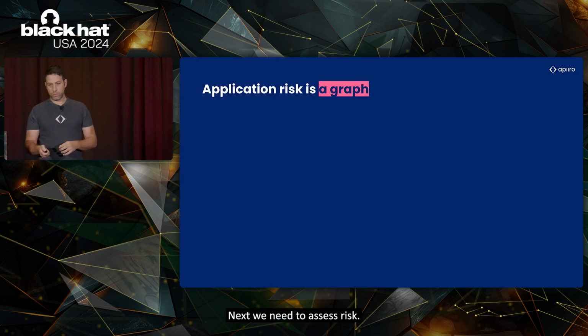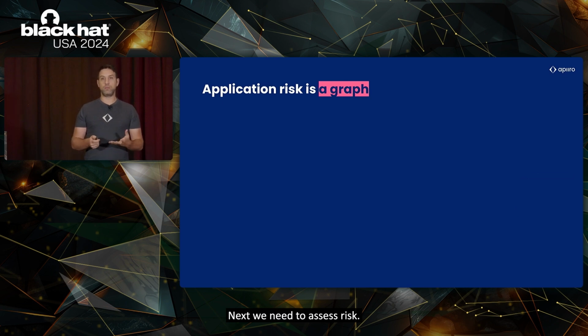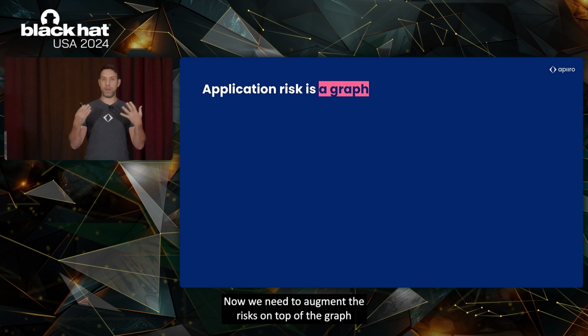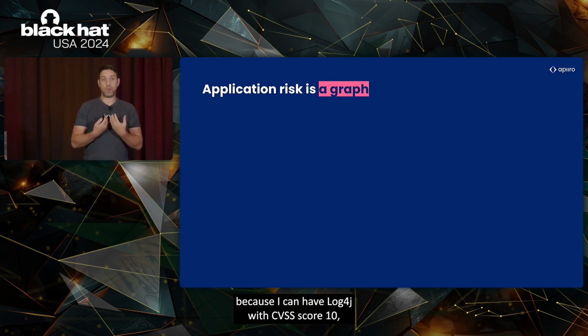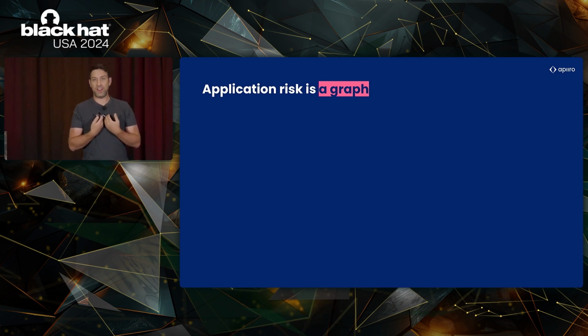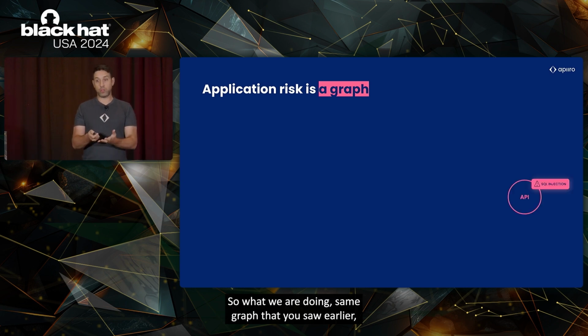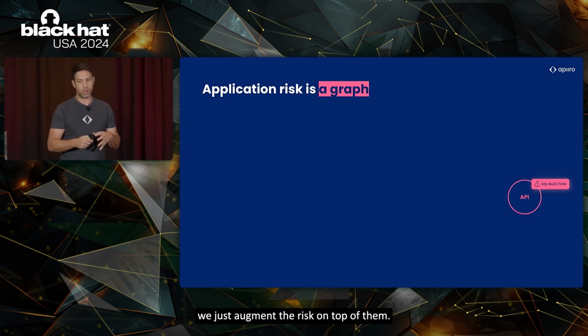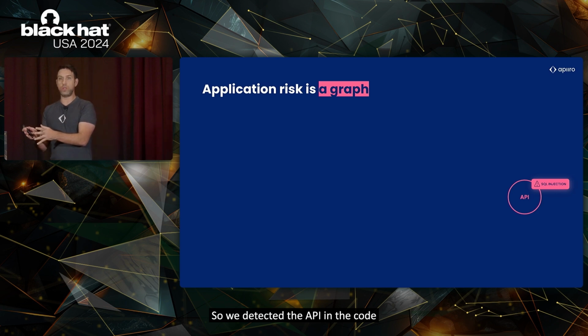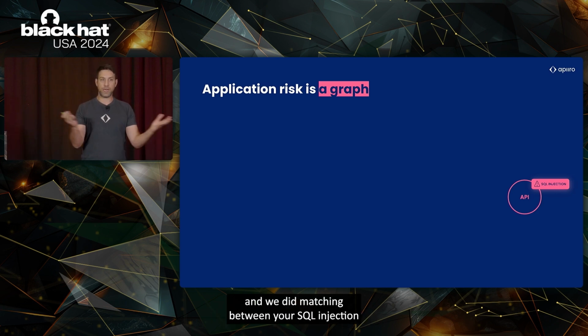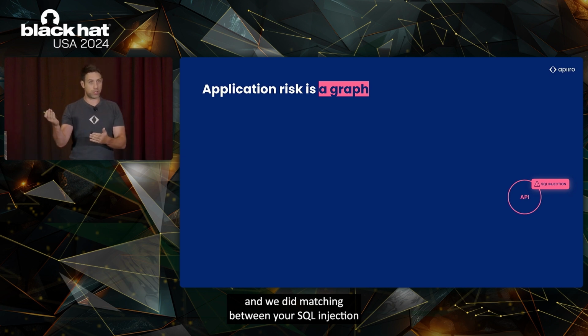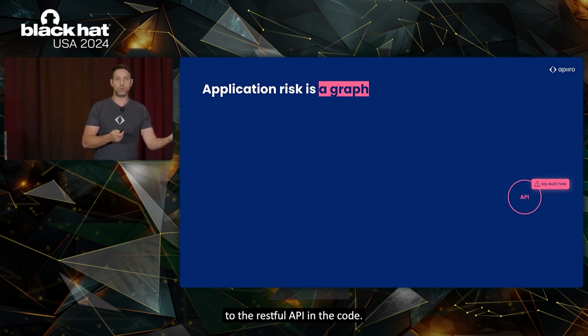Next, we need to assess risk. So we understand that software is a graph. Now we need to augment the risks on top of the graph, because I can have log4j with a CVSS score of 10, but it's low risk in my business. In my application, it's low risk. So what we're doing, on the same graph that you saw earlier, is augmenting the risk on top of it. So we detected the API in the code, and we ingested the SAST finding, and we matched your SQL injection to the RESTful API in the code.